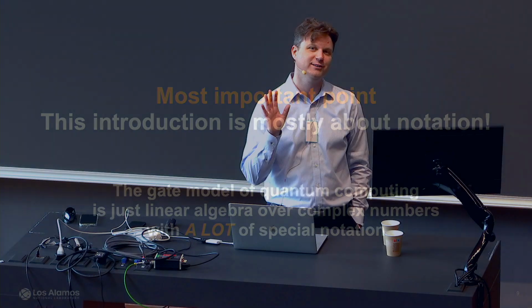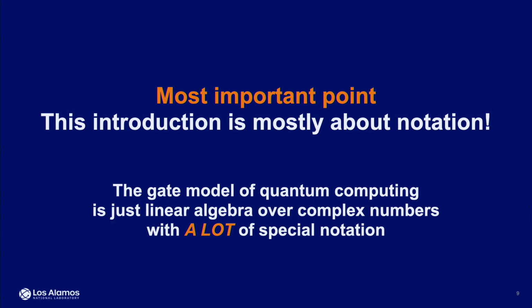Okay, so what is the most important thing to know about the mathematics of gate-based quantum computing, or quantum computing in general? This introduction I'll give you for about 1 hour is mostly about notation. You are all capable of understanding what this quantum computing model is. It's basically linear algebra over complex numbers. And I know you know both of those because that's an essential part of power systems. The thing that makes it really difficult to understand is that there's a lot of specialized notation that comes into this community, which makes it really hard to follow what's going on.